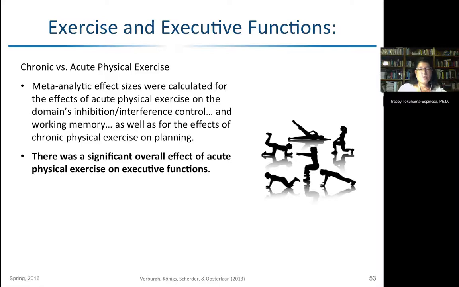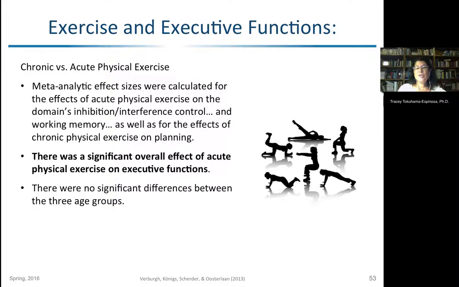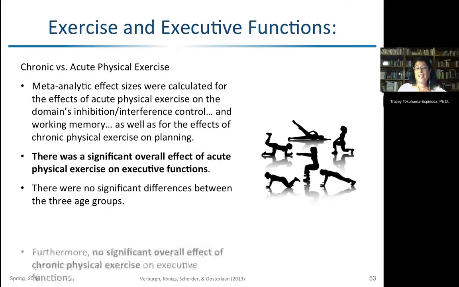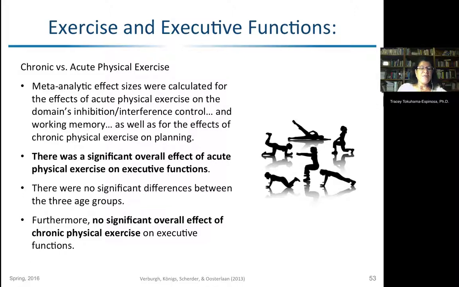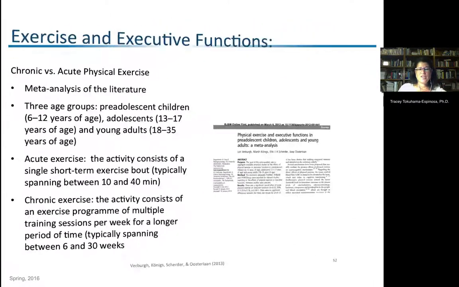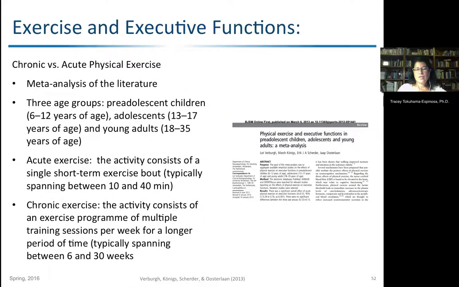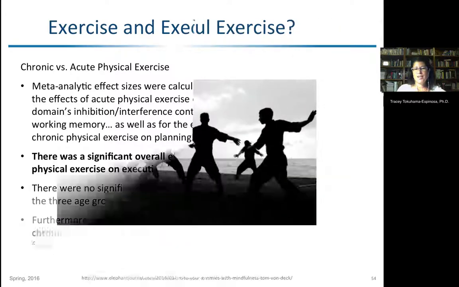And they found that there was a significant overall positive effect of acute physical exercise on executive function. And there was no significant difference between the three different age groups. That was surprising, right? And furthermore, they found that there was no significant overall effect of chronic physical exercise. This means that acute physical exercise, single short-term bouts of exercise of 10 to 40 minutes, was more beneficial to executive functions than doing prolonged chronic physical exercise.